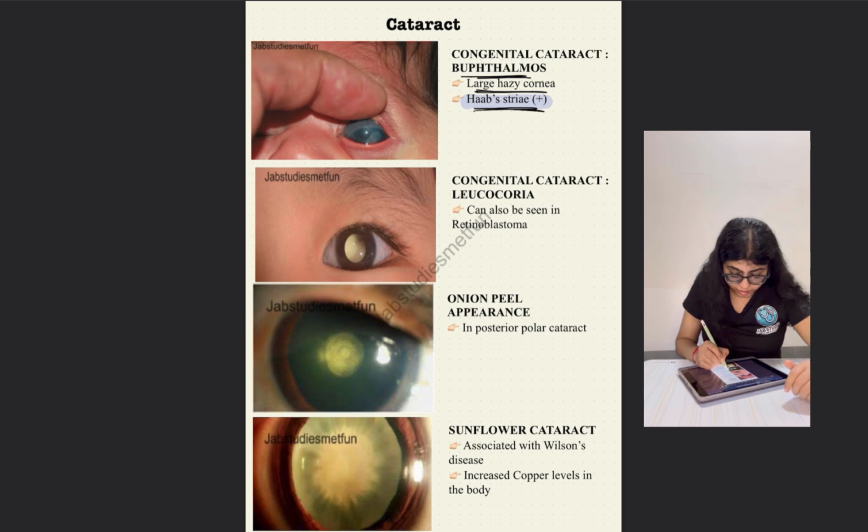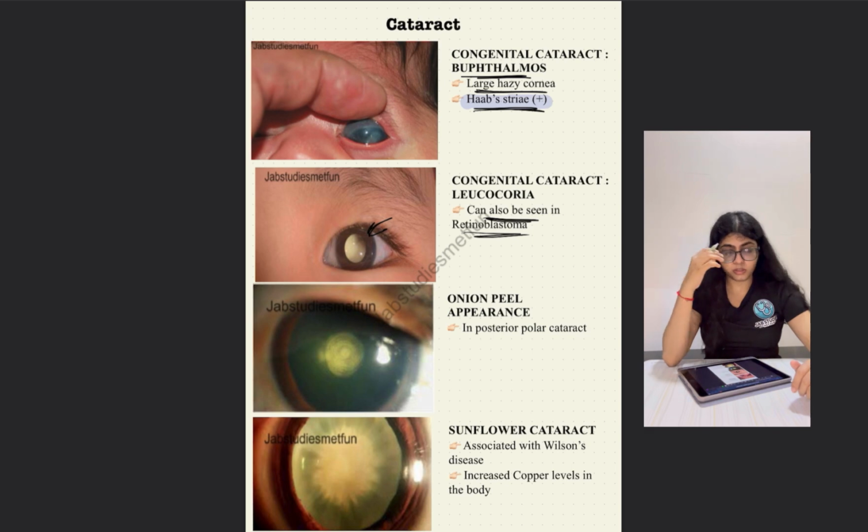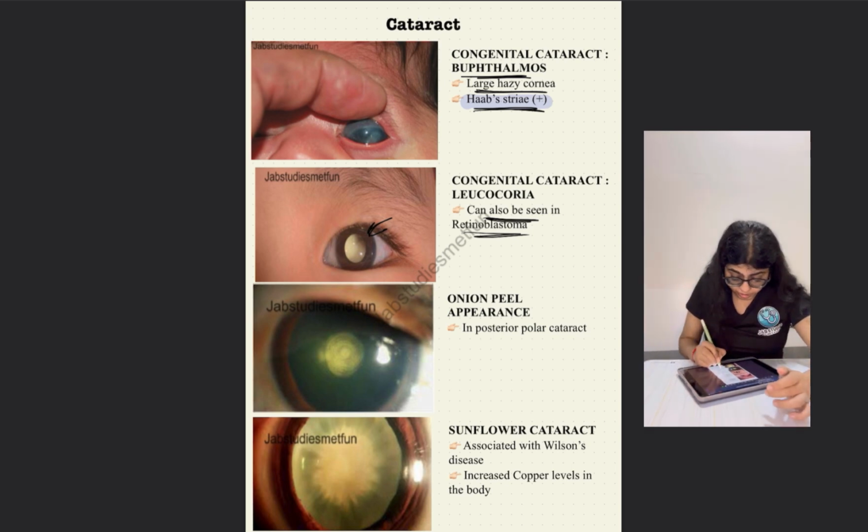Congenital cataract, which shows leukocoria. It can also be seen in retinoblastoma. Leukocoria is this white colored illumination of the eye. Onion peel appearance, which is seen in posterior polar cataract. You can see that the cataract looks like an onion peel or the rings of the onion.